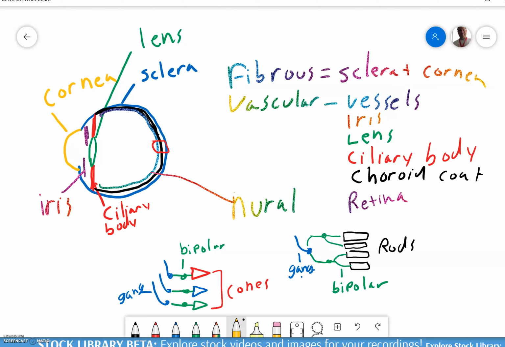So light comes in, gets refracted by the cornea, gets refracted by the lens, and it hits the photoreceptors, either cones or rods or a combination of the two. And the signal goes to the bipolar cells, which go to the ganglion cells, which then go out the optic nerve. Now right here, where the optic nerve leaves, we have the blind spot.